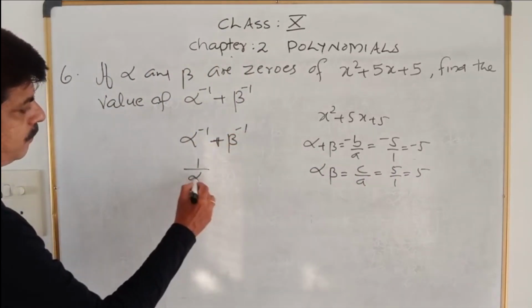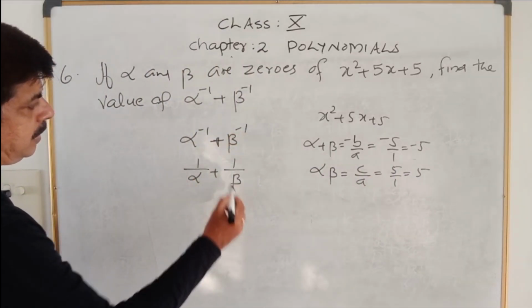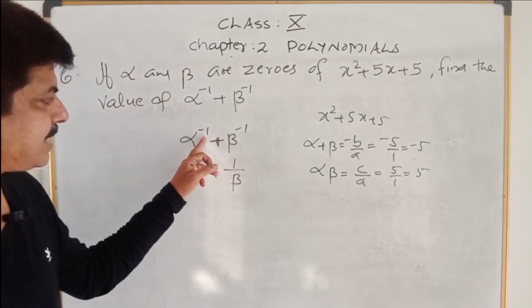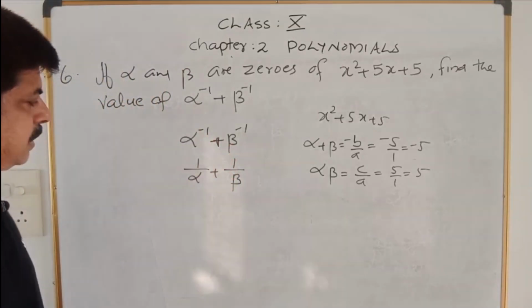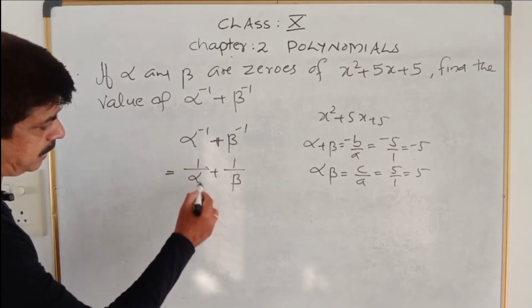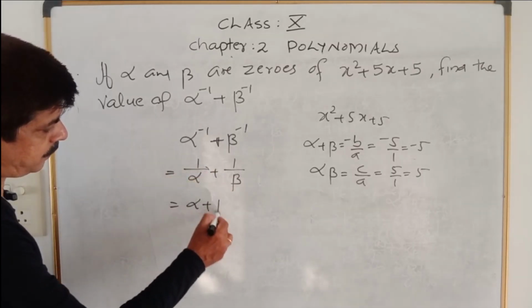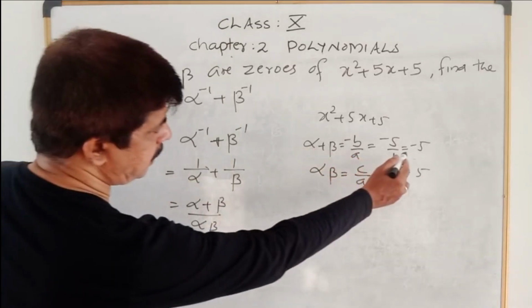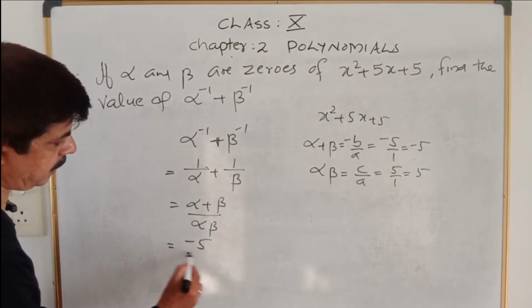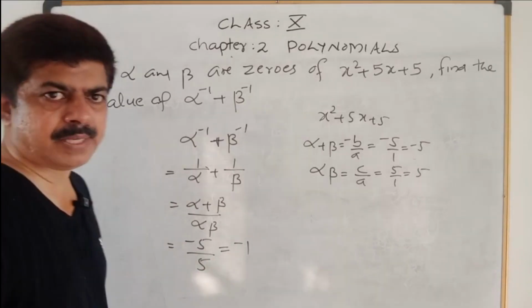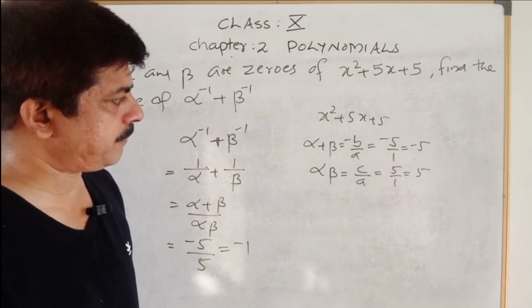Simplify 1 by alpha plus 1 by beta. Since the exponent is negative, the exponential law applies and we take the reciprocal. Normally this type of expression we cross multiply: alpha plus beta by alpha beta. Alpha plus beta we have negative 5, alpha beta is equal to 5. Negative 5 by positive 5 is negative 1. Very simple question.